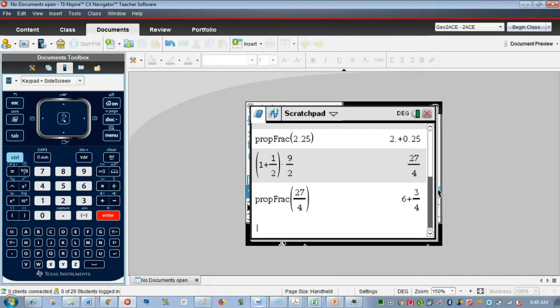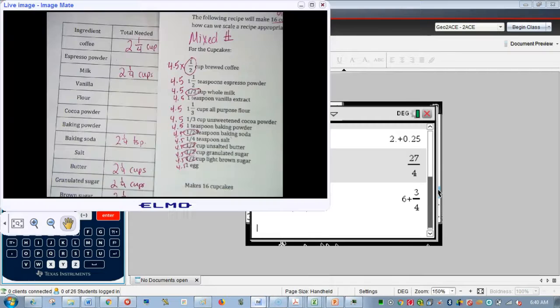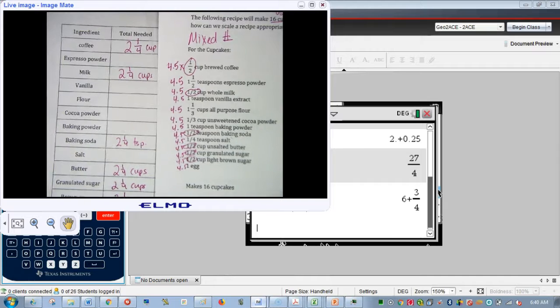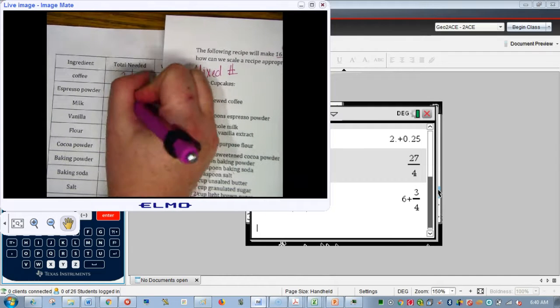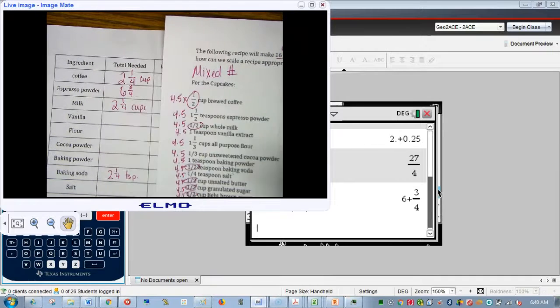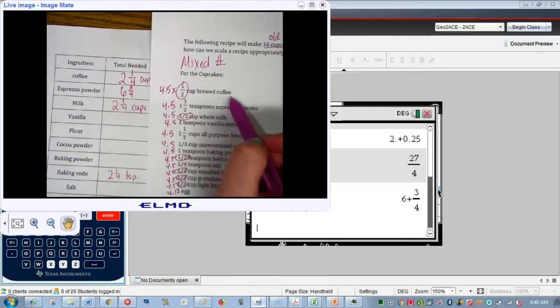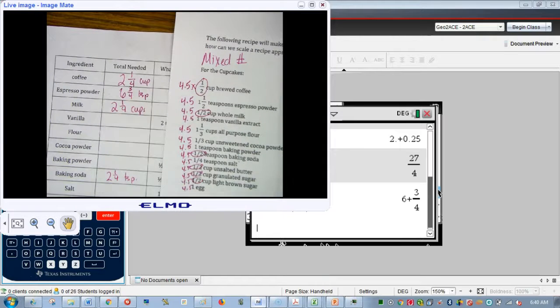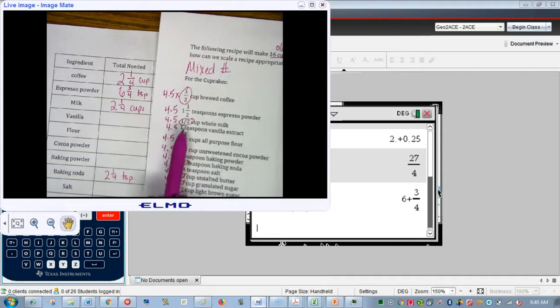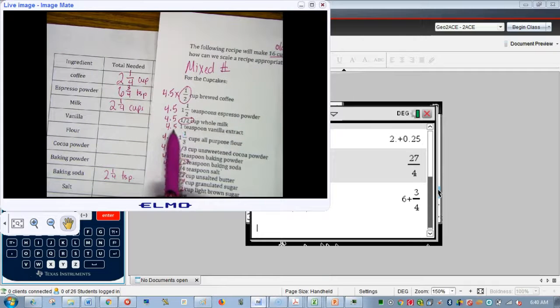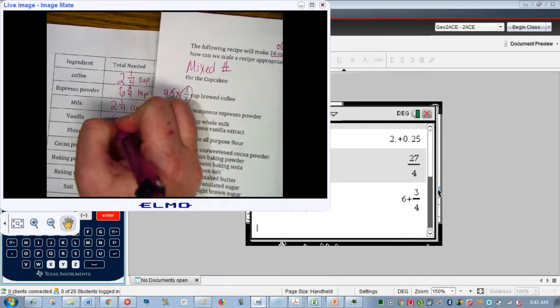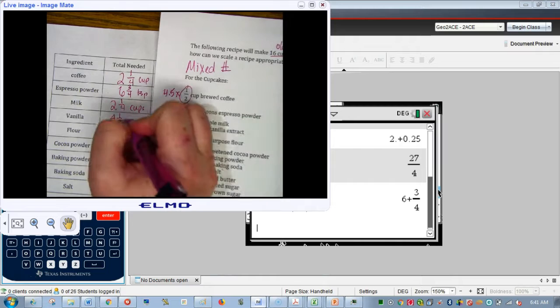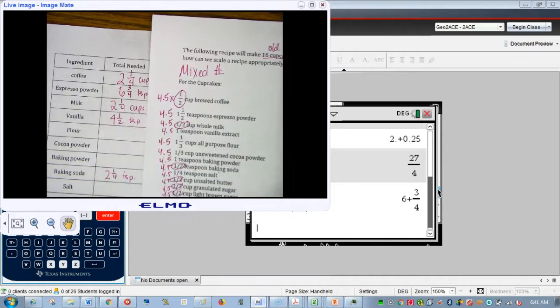Now, when we do this, or teaspoons, when we do this 6 3/4, I don't actually write 6 plus 3/4. I write 6 3/4. All right, and that's my espresso, so that's teaspoons there. All right, vanilla. I think this one's an easy one. 4½ times 1 is just going to be 4½, and again, that's teaspoons.